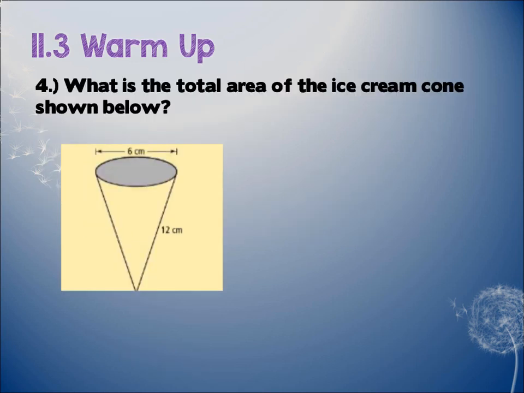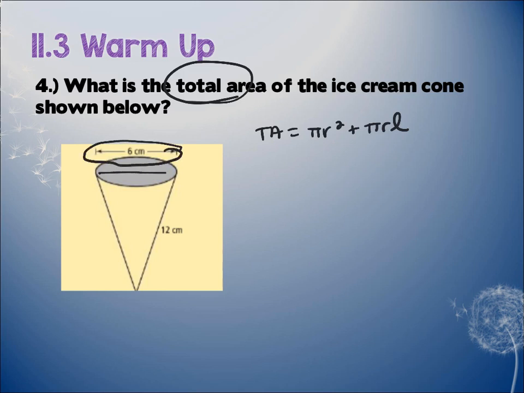Okay, and number 4 says, what's the total area of the ice cream cone shown below? So I'm doing total area, which means pi r squared plus pi r L. This time they gave me 6 as the whole diameter, so the radius is 3. And they gave me the slant height, so I'm good to go. I don't need to use the Pythagorean theorem.